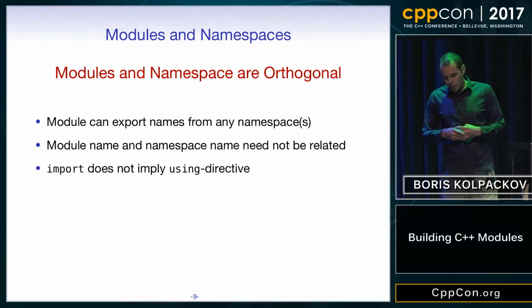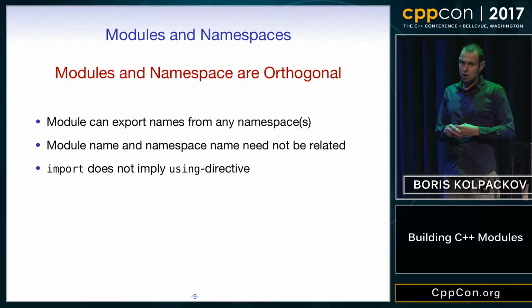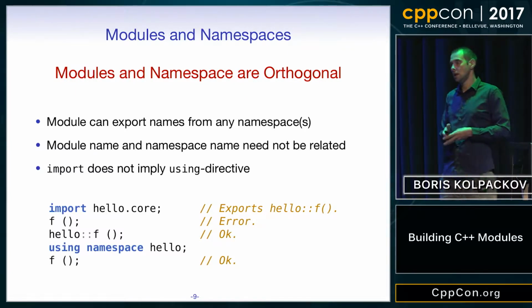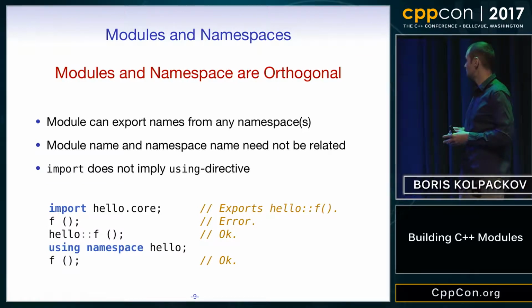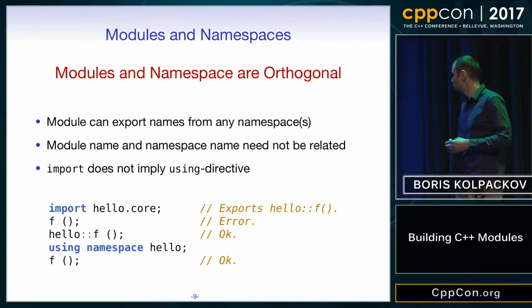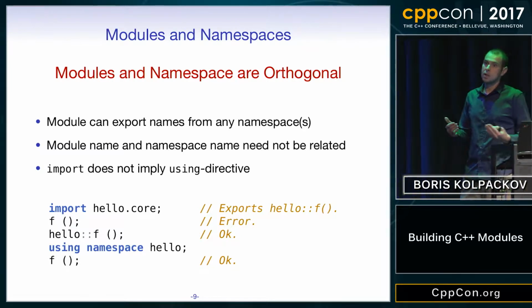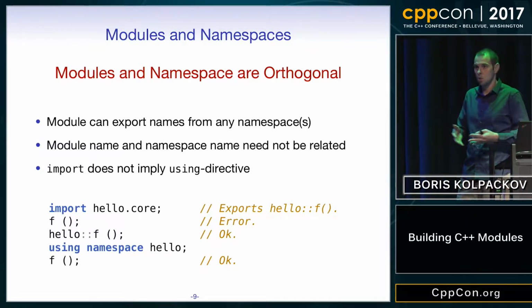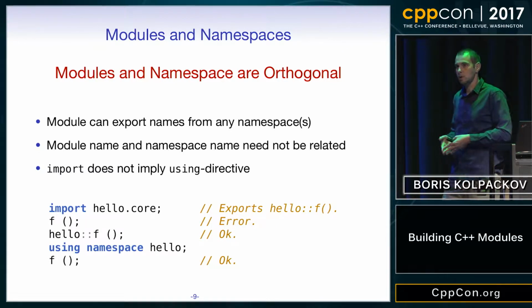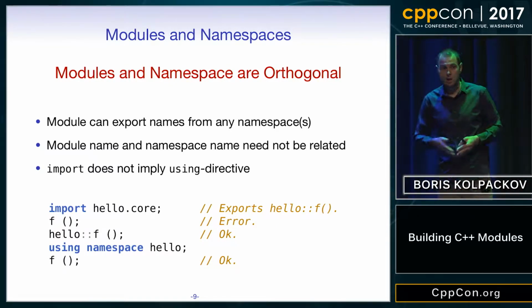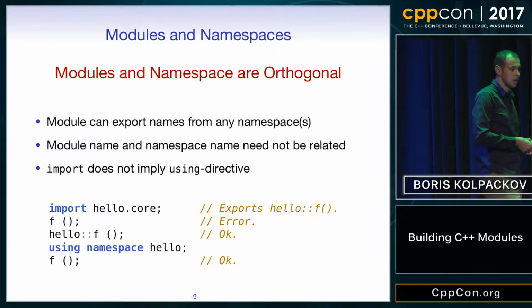Specifically, an import does not imply any additional visibility or qualification for names declared in namespaces. So here's an example. Let's say we have a module, hello core, which exports function f in hello namespace. Merely importing this module does not mean that you can call f unqualified. So we still have to use the usual qualification mechanisms or a using directive.